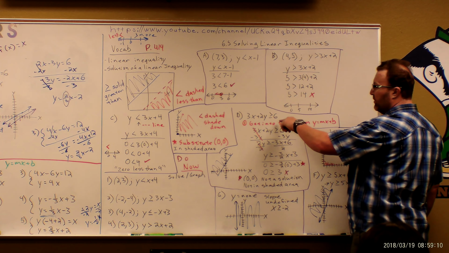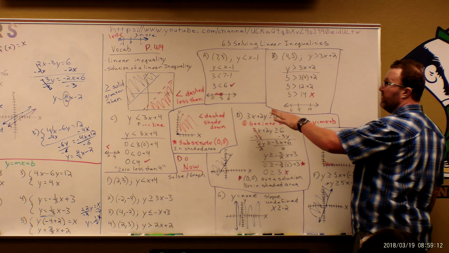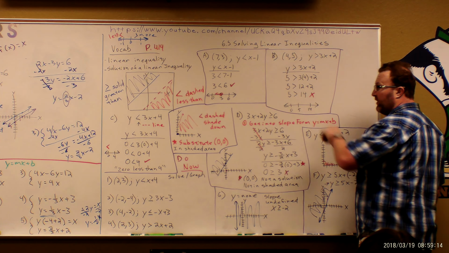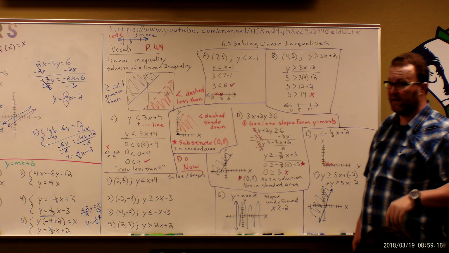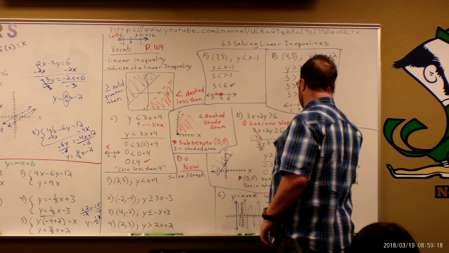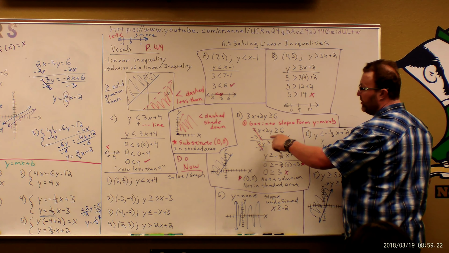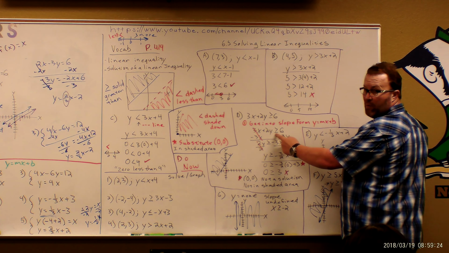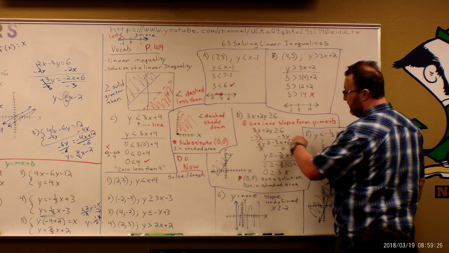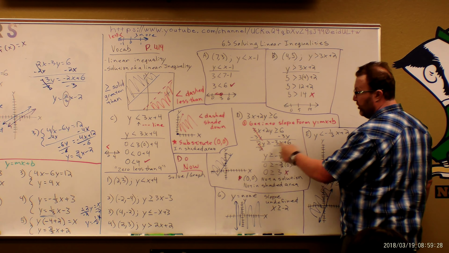Alright, next one. 3x plus 2y is greater than or equal to 6. We have to get this in slope form first. So this is y equals mx plus b, right? You guys know how to do this now. You treat this like the equal sign when we're going to solve this. Subtract 3x from both sides, negative 3x plus 2.